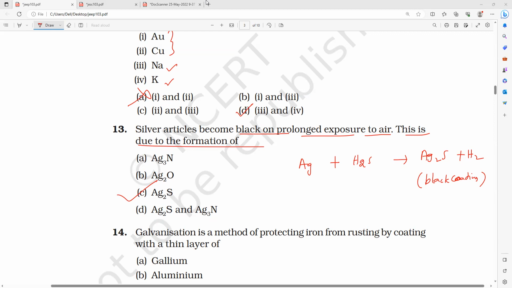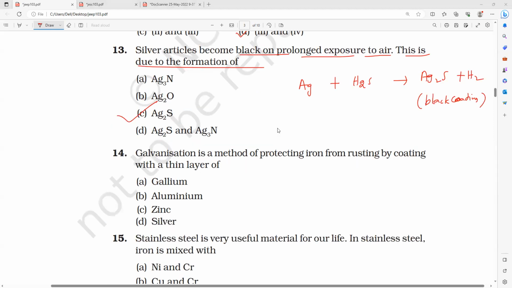All of you clear? Any doubt you can ask. You must know, everyone has to learn all the 3 equations. Balancing equations also you can write. Silver reacting with hydrogen sulfide forms silver sulfide, Ag2S, plus hydrogen.